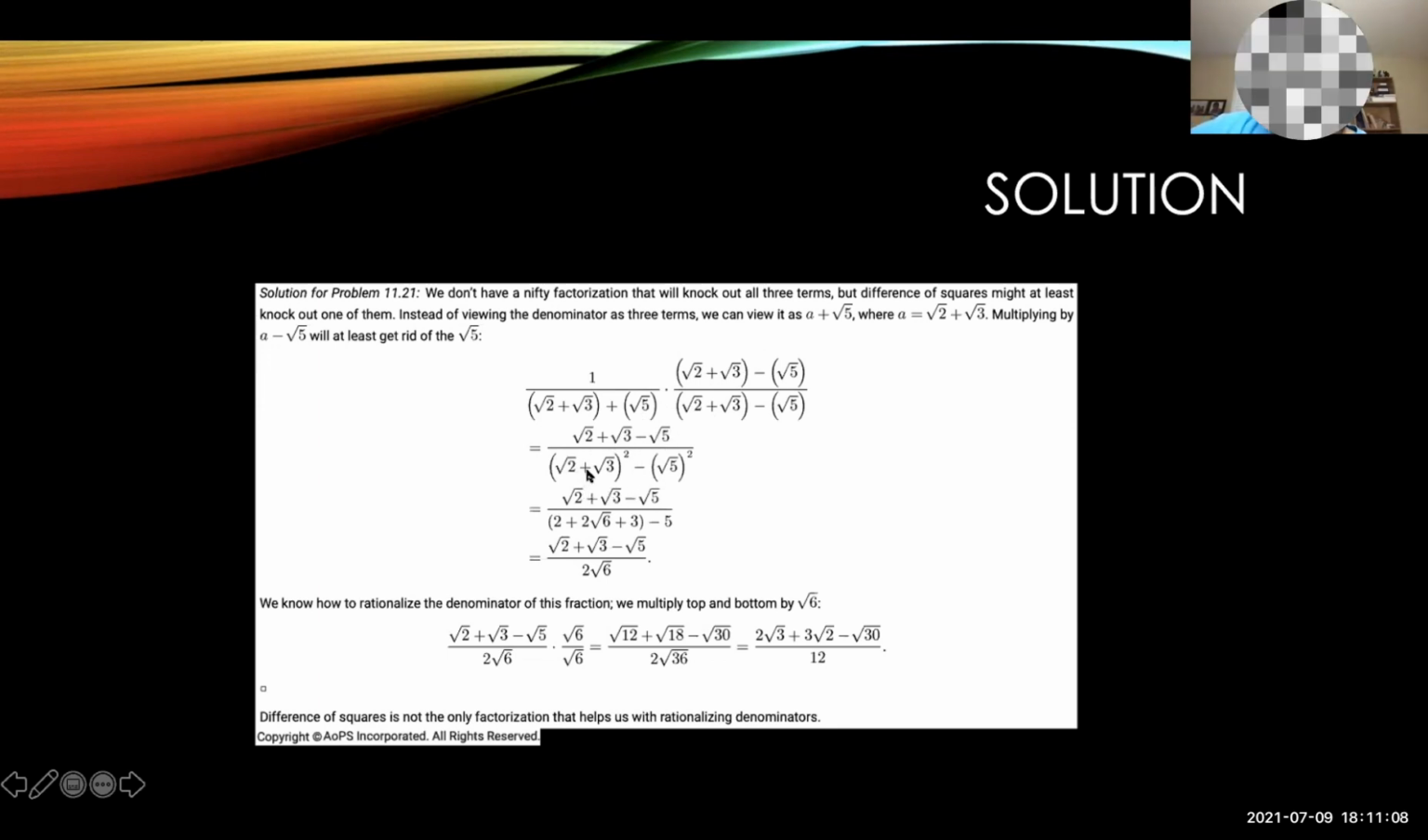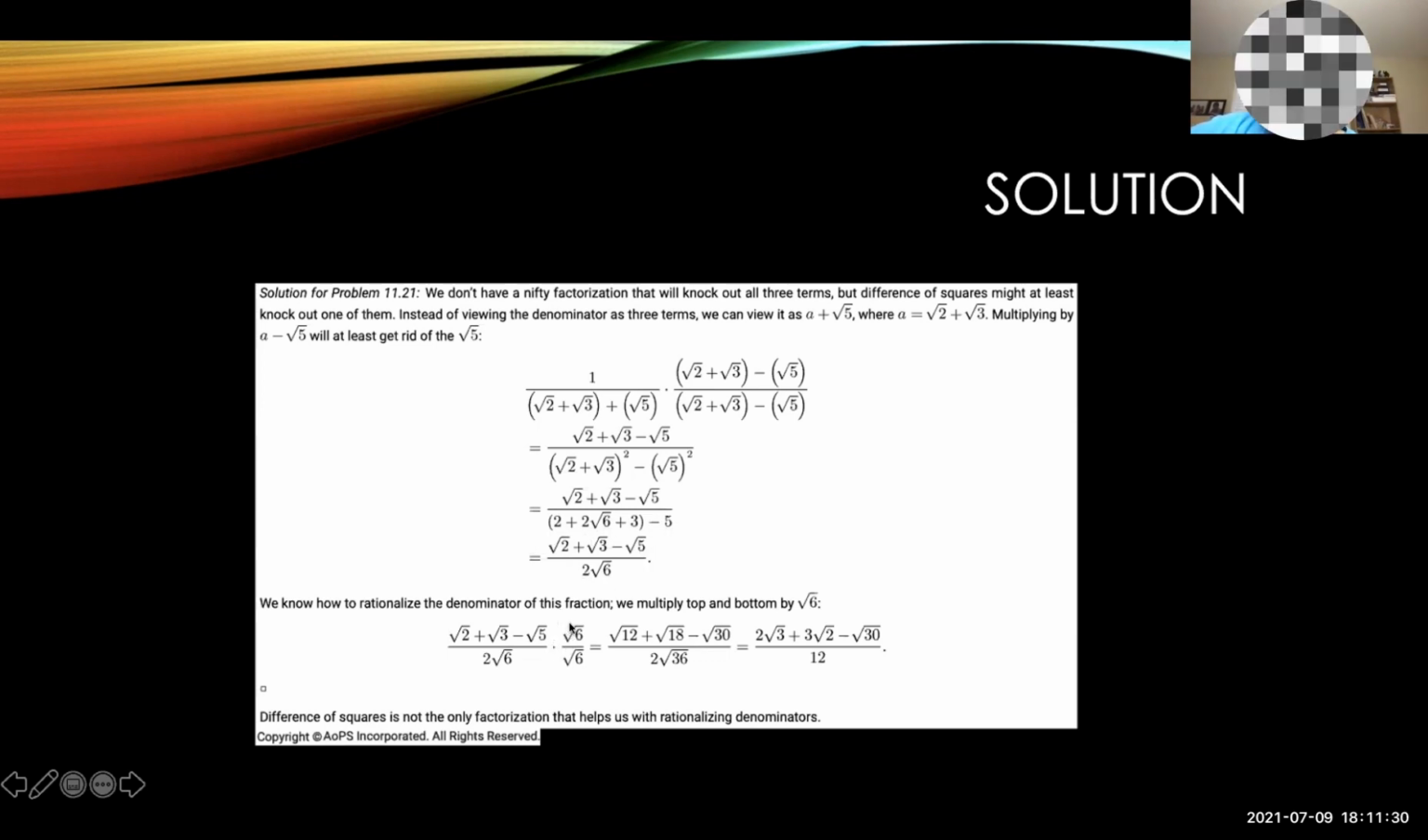After that, we expand this out. We get 2 from 2 squared, 3 from 3 squared, and then the -5 from this term, and then we get this middle term here. That's kind of in our way. So now we simplify this even further, because this 2, this 3, and this 5 all cancel out. So we just end up with this here.